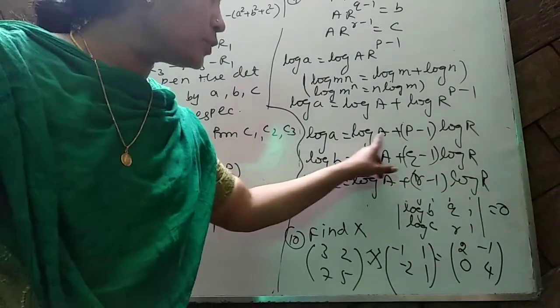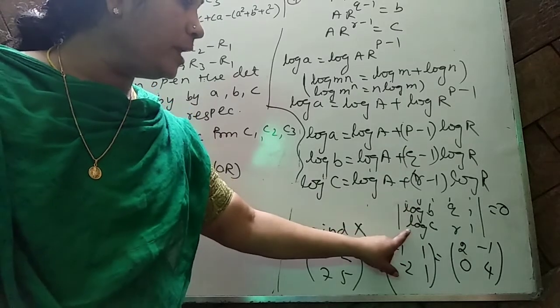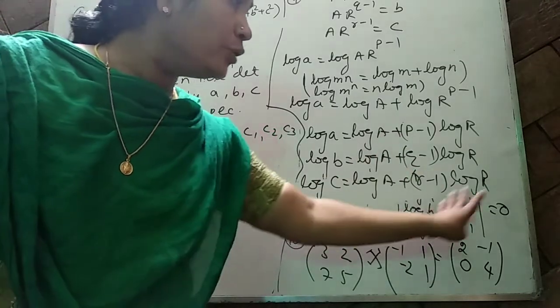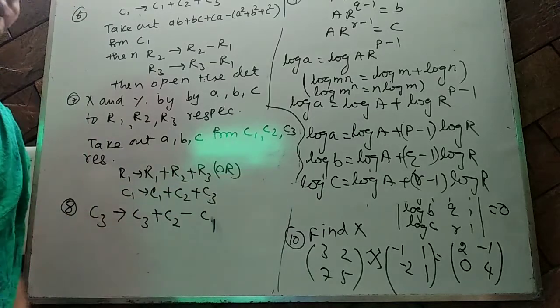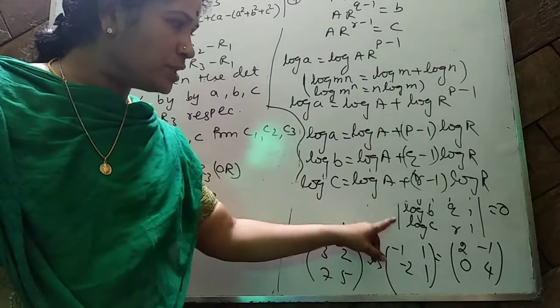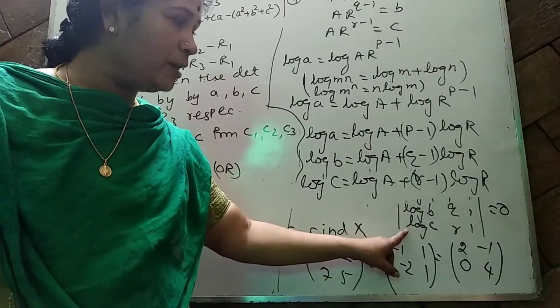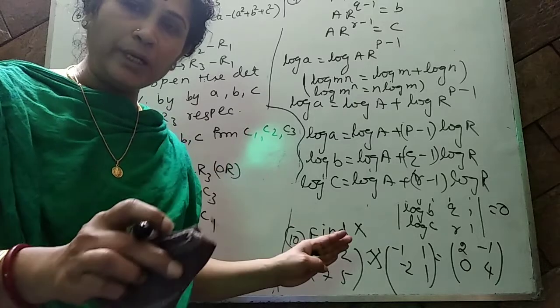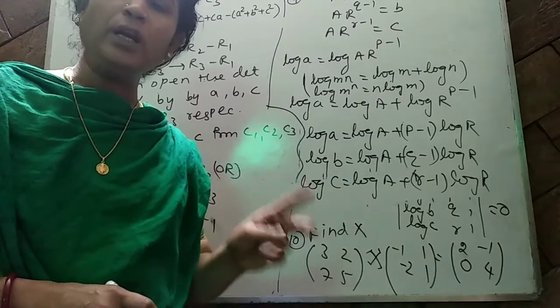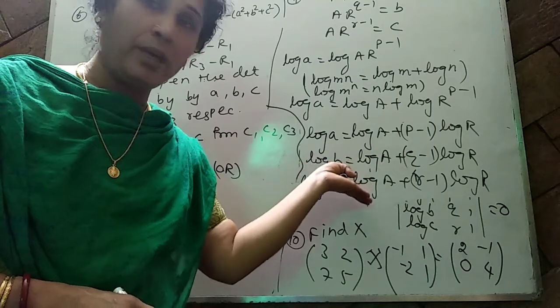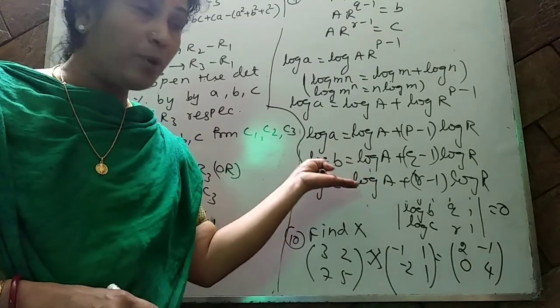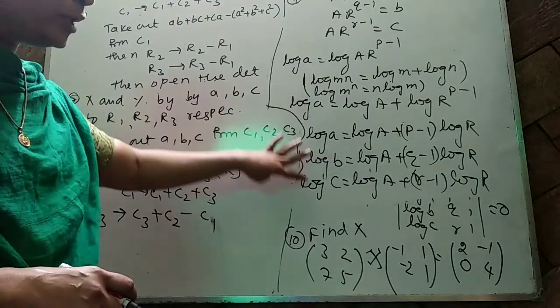Here you have to substitute all the values: log A, log B, log C. Then split into two determinants. You will get identical or proportional rows, so you will get 0. Are you clear what I'm saying? Use this result instead of log A, log B, log C. Then split into two determinants. Definitely you will get identical or proportional rows. The value of the determinant is 0. This was in the board exam this year as a 6 mark question. Simple, you have to remember this formula.